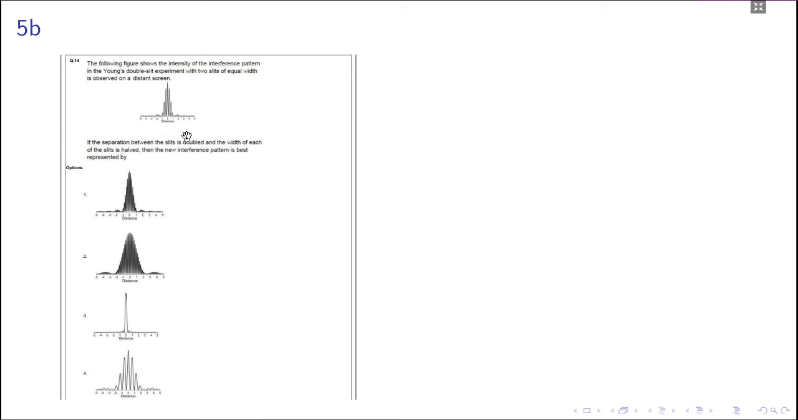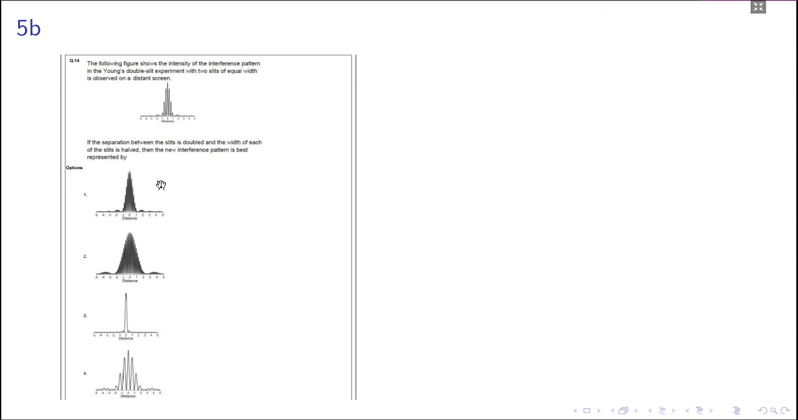So when the slit is doubled, the interference pattern will decrease, right? So it will become more fine. So it's option 1 or option 2. You remember that formula: fringe width is lambda capital D by small d, where small d is basically the slit width. So when you increase the slit width, the fringe width will decrease.